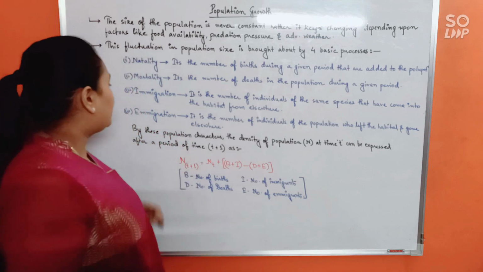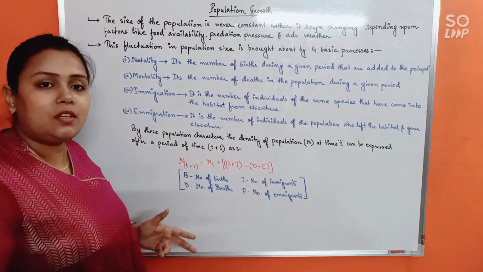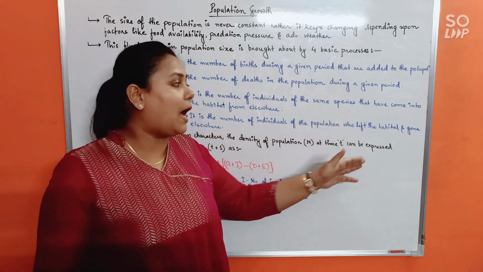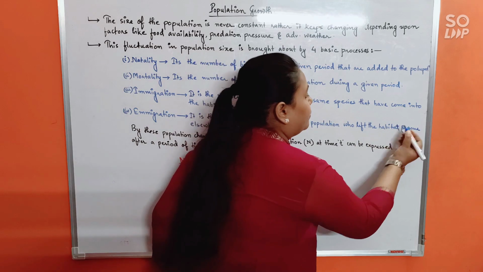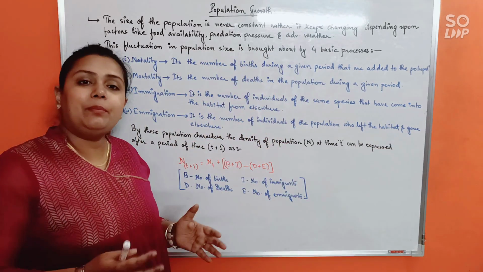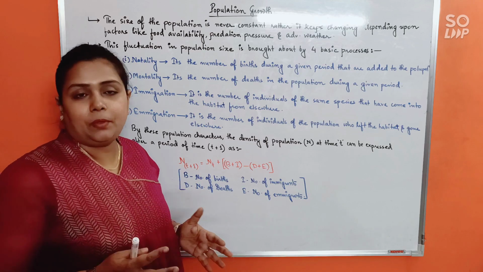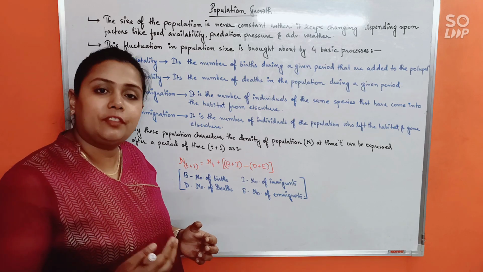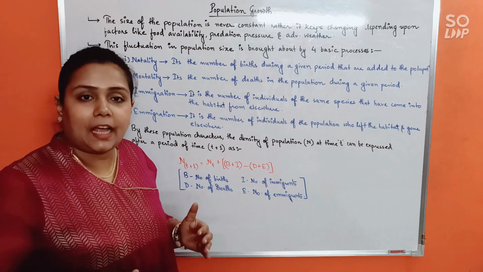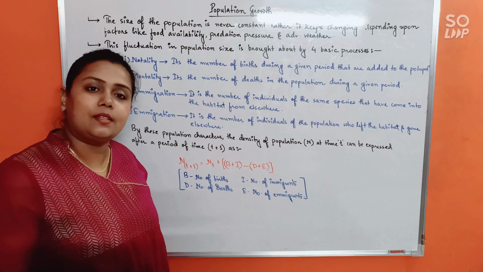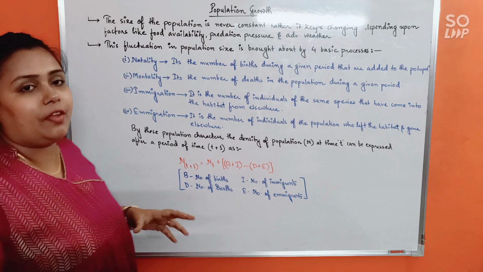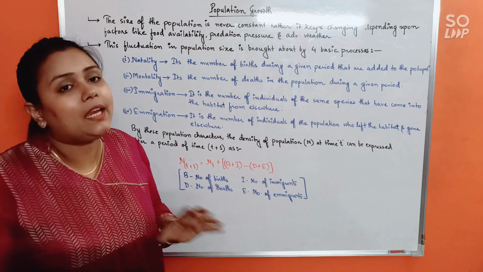Next, emigration. That's the opposite again. It's the number of individuals of the population who left the habitat and have gone elsewhere. So from the population, a few members might go elsewhere as well. That would again decline or reduce the population density. So these are the four important factors that affect the population growth at any given time.